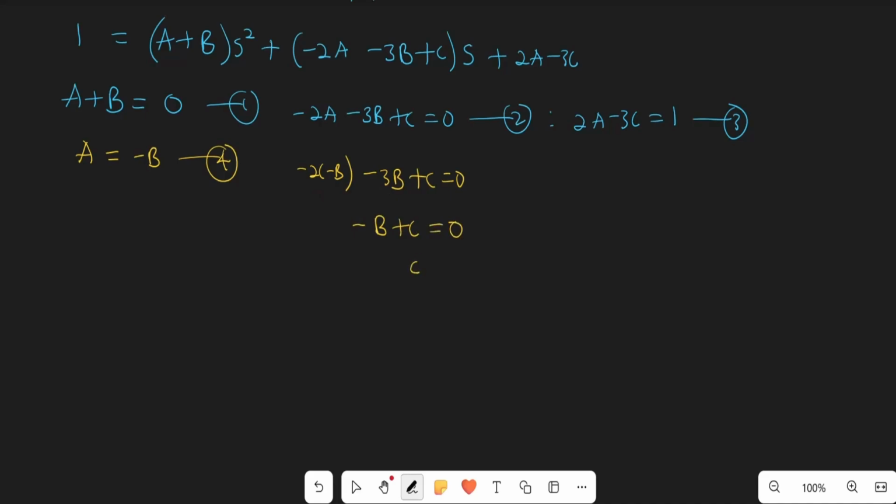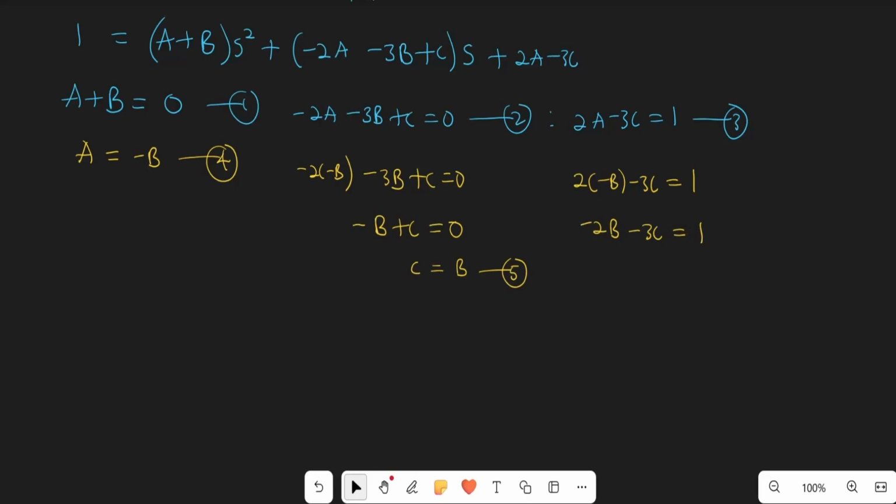So this means that c here is equal to b. You can call this one equation 5. So this is what we get from the fourth equation, that is plugging it into equation 2. Now let's plug the same thing into equation 3. So that means a is equal to negative b. So 2 into a is negative b, minus 3c, and that is equal to 1. So that means that negative 2b minus 3c is equal to 1.